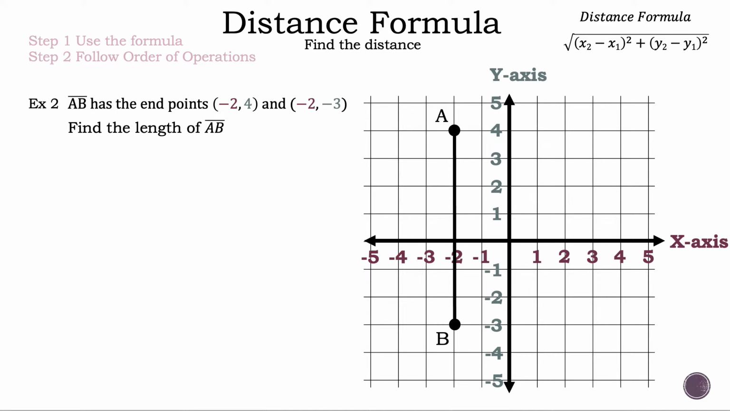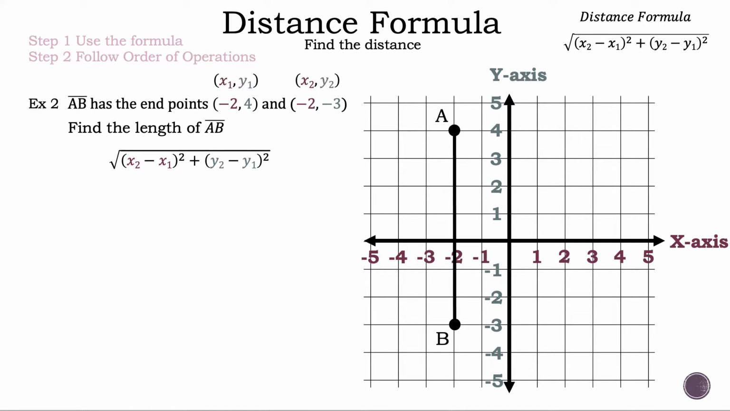Now let's read the question. Segment AB has the endpoints negative 2, 4, and negative 2, negative 3. Find the length of segment AB. Since segment AB has already been plotted for us and we're finding the distance, let's go ahead and write down the distance formula. And that formula is the square root of x2 minus x1 in parentheses squared plus y2 minus y1 in parentheses squared. Since we have some x2s, x1s, y2s, y1s, let's go ahead and label our points.